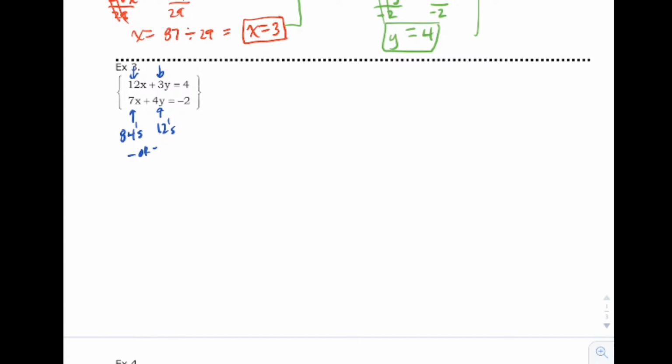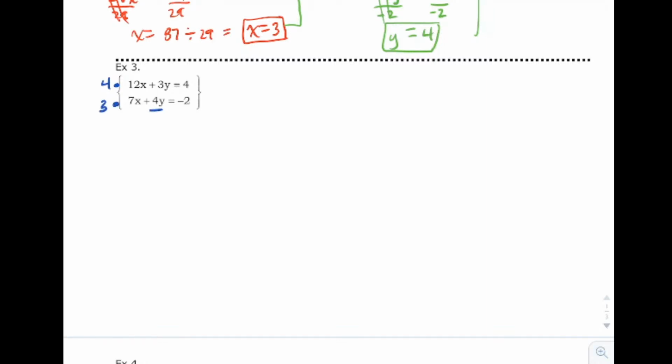Do I feel like making 84s or do I feel like making 12s? Usually the smaller number is going to be a little more fun. So let's make these into 12s. In order to make this 3y into a 12y, I will have to multiply the top equation by a 4. And in order to make this 4y into a 12y, I'll have to multiply the bottom equation by 3.